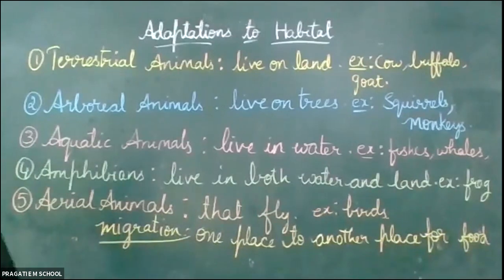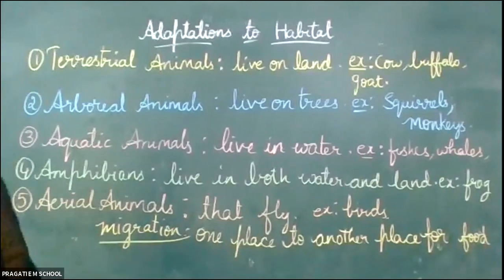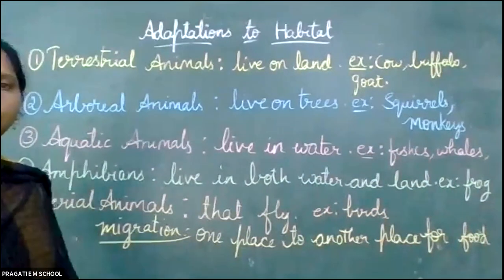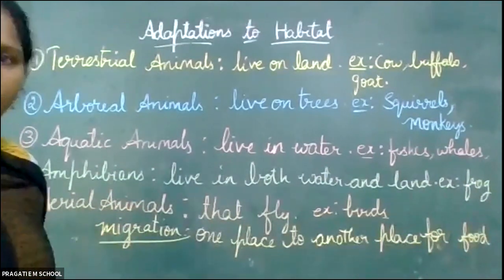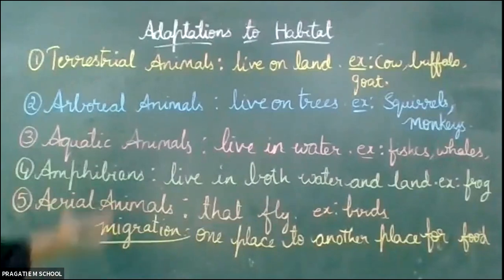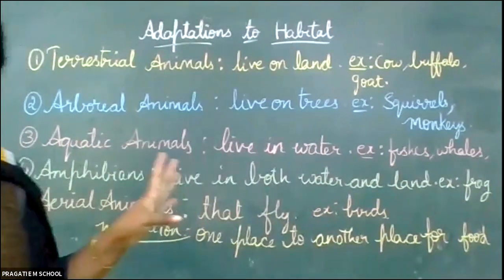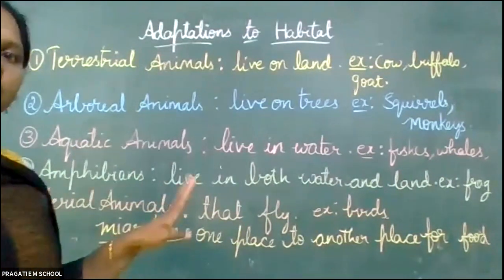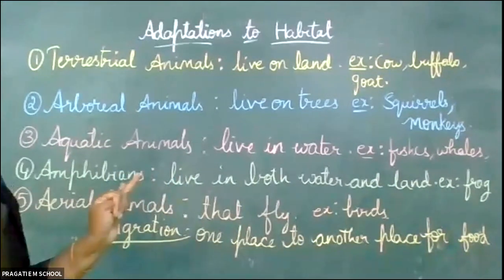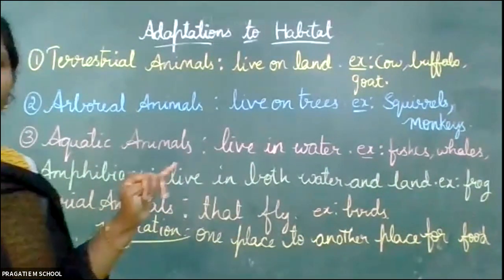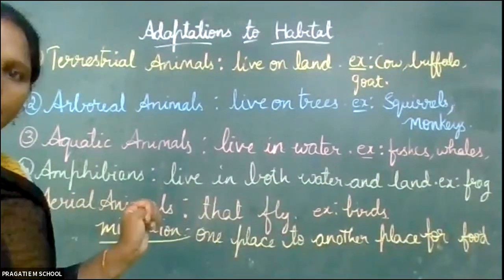Okay, children, I think all completed from the starting onwards. I am explaining, children. Listen carefully. What's today's topic? Tell me. Adaptations to habitat. How many types of animals did I explain to you? Five types. First one is terrestrial animals. Second one is arboreal animals. Third one is aquatic animals. Fourth one, amphibians. Fifth one, aerial animals.